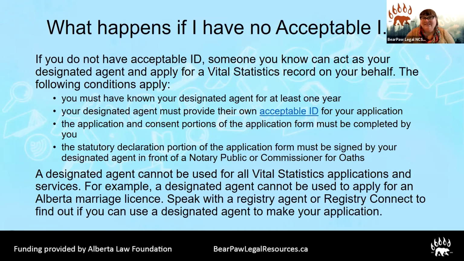The application and consent portions of the application form must be completed by you. And then the statutory declaration portion of the application form must be signed by your designated agent in front of a notary public or commissioner for oaths. A designated agent cannot be used for all vital statistics applications and services. For example, a designated agent cannot be used to apply for an Alberta marriage license. Speak with a registry agent or Registry Connect to find out if you can use a designated agent to make your application.